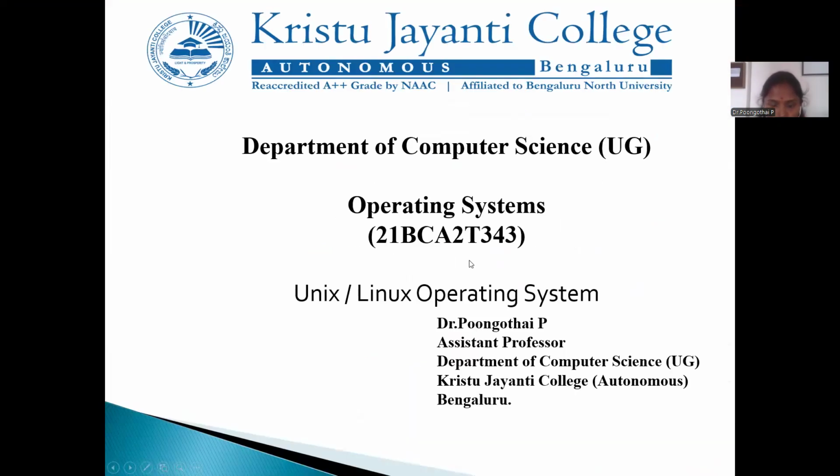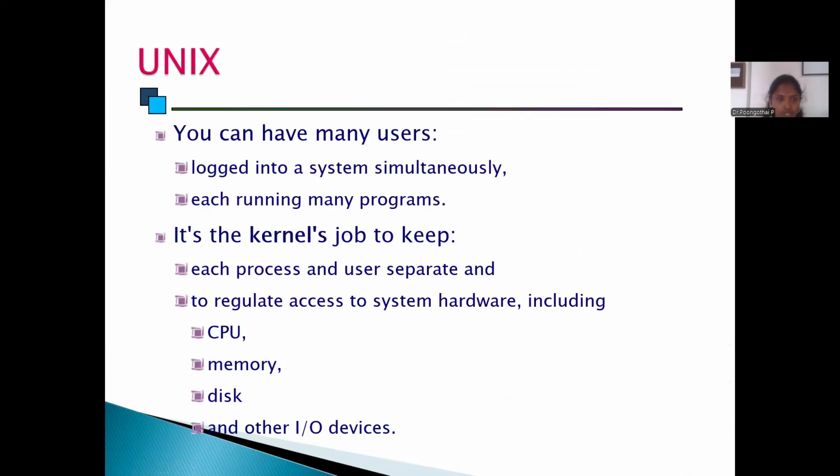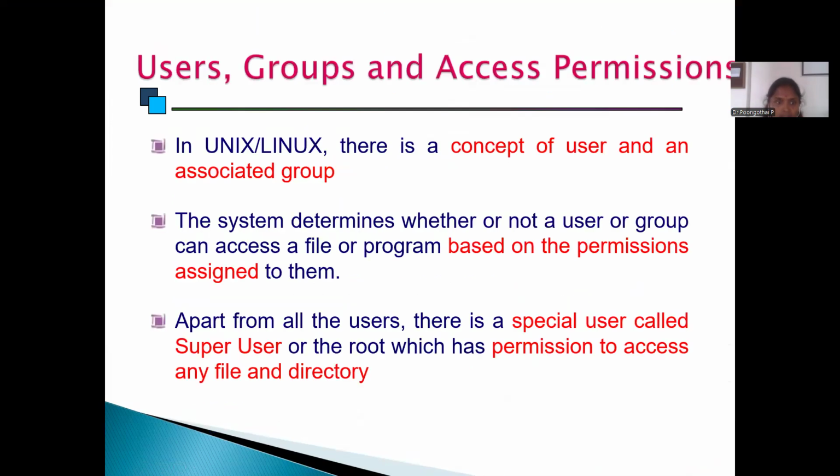Yes, good afternoon. Now we will see about the operating system Unix. You can have many users. So who are the users in Unix? You have many users in Unix that are logged into the system simultaneously, each running many programs. It's the kernel's job to keep each process and user separate and to regulate access to system hardware, including CPU, memory, disk, and other IO devices. Now, users, groups, and access permissions: we will see how we get that one by one.